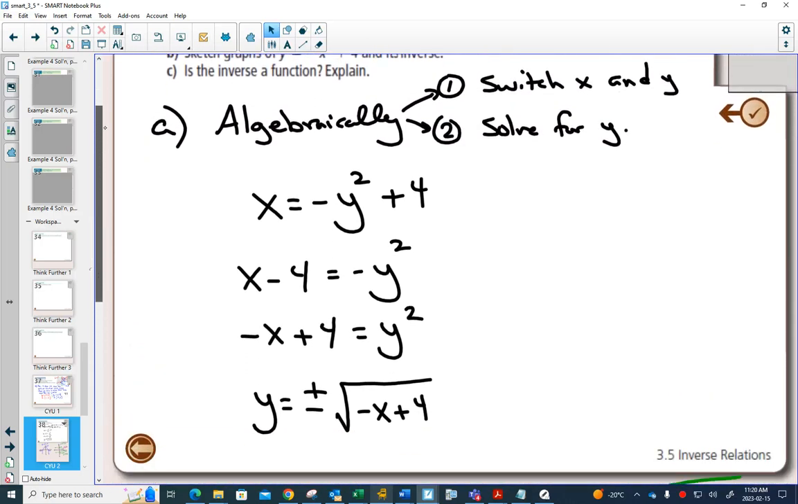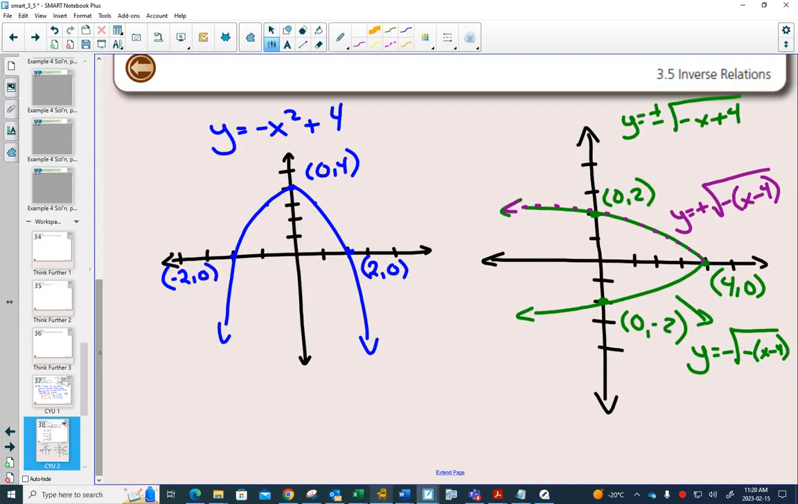Did we answer, is the inverse a function? Same reason as before. It doesn't pass the vertical line test. It is not a function. In fact, it's two functions put together, the purple one and the green one, if we wanted to separate them.